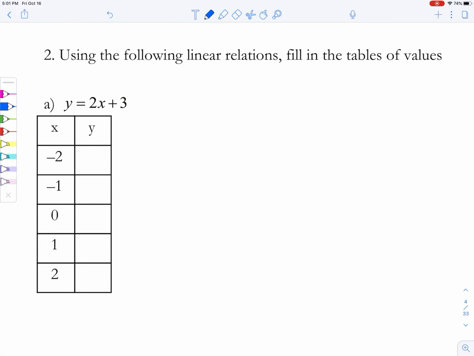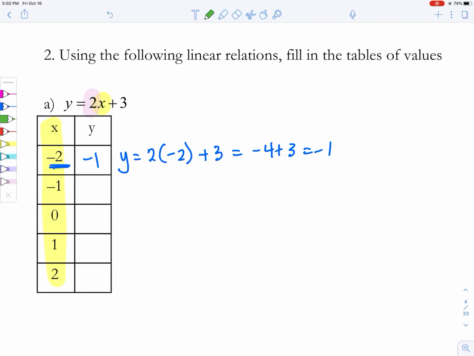For the next one, using the following linear relations, fill in the table of values. So they've given us a bunch of x's, and we're going to take those x values, substitute them in, and figure out what y is. So for the top one, y would equal, up here we had 2, so it's going to be 2 times, and now our x is minus 2 plus 3. So that would be minus 4 plus 3, which is minus 1. So that would be the first one.